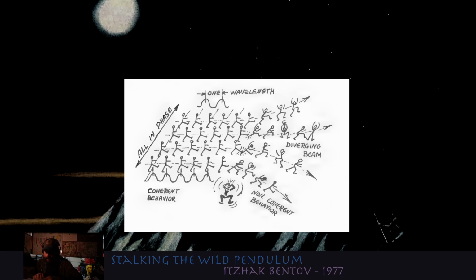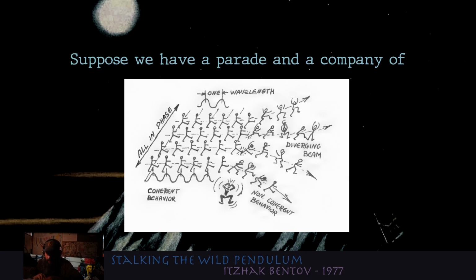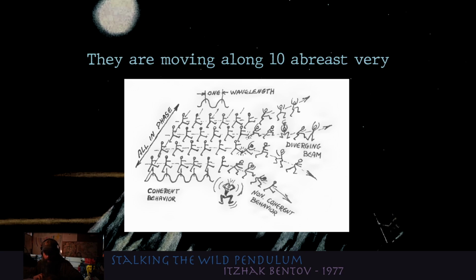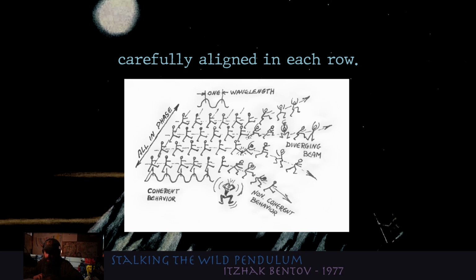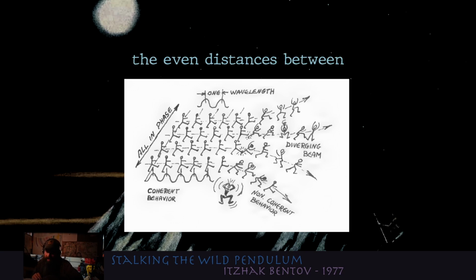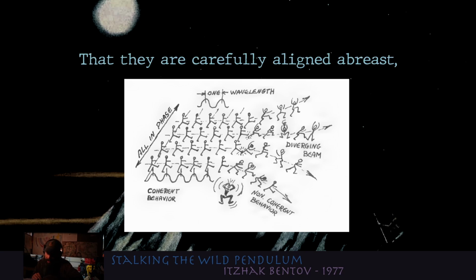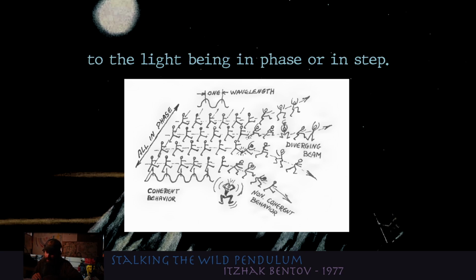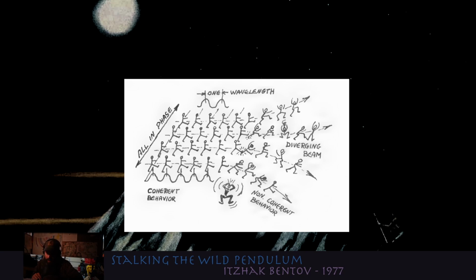There is a better way to describe coherency. Suppose we have a parade and a company of soldiers marching in military fashion down a main street. They are moving along 10 abreast, very carefully aligned in each row. The distances between the rows are fixed, which is analogous to the even distances between the crests of light waves. That they are carefully aligned abreast, none of them sticking out of the line, is analogous to the light being in phase or in step. In short, the row of soldiers is analogous to the light emitted by the laser beam.